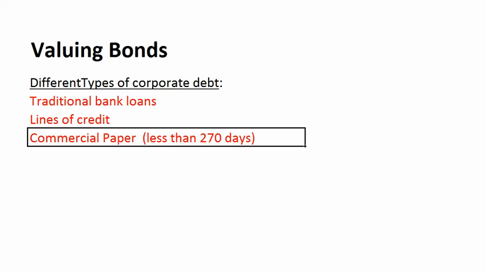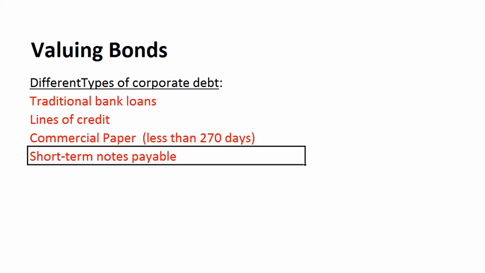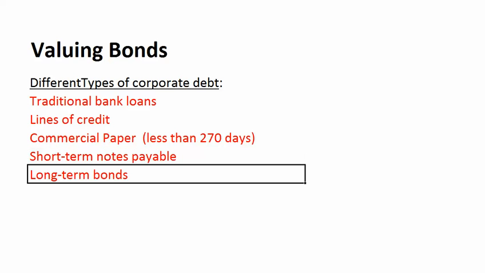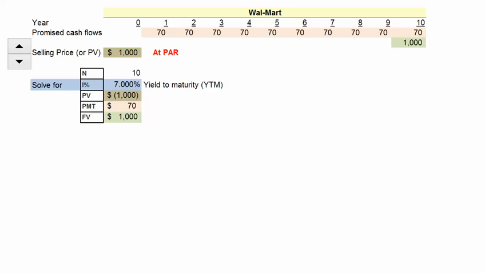There's commercial paper. This is negotiable instruments of maturities of less than 270 days. There are short-term notes payable, generally 1 to 2 years in length. And then there are long-term bonds. And long-term bonds are going to be the focus of this video. Let's begin by looking at some basic bond terms.